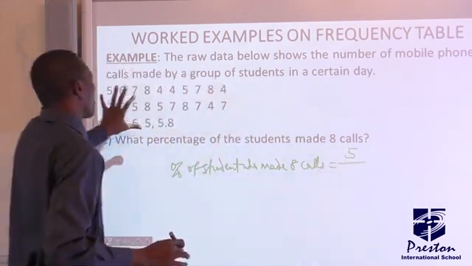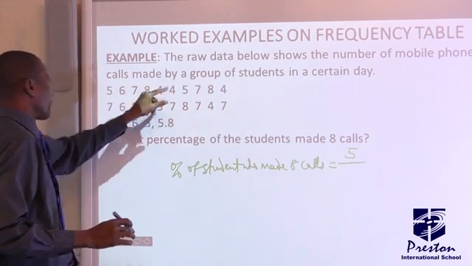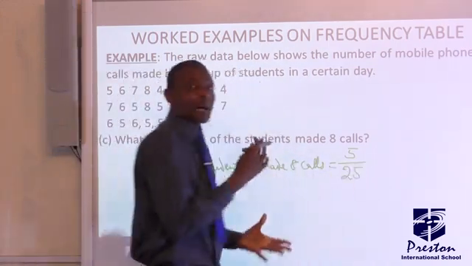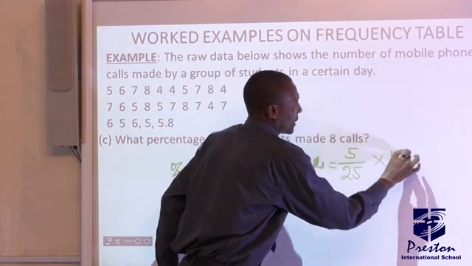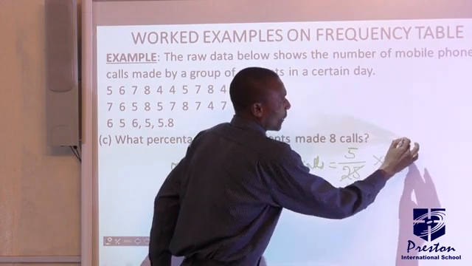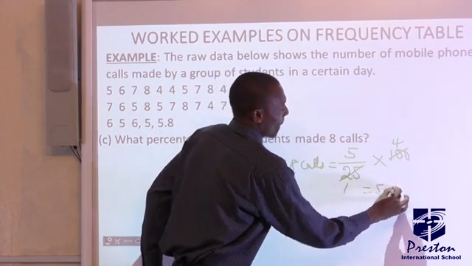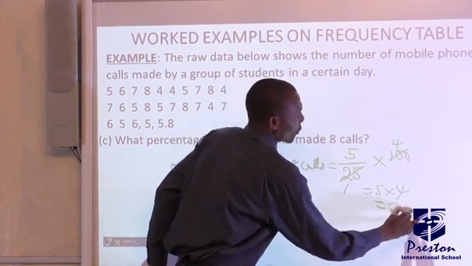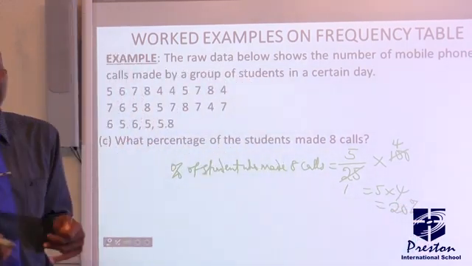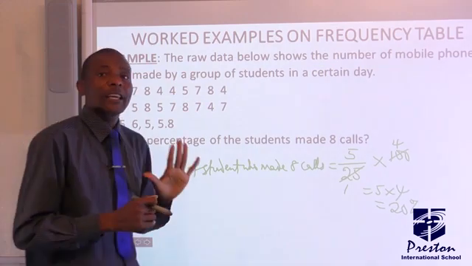And what is the total number of students here? If you count 1, 2, 3 to this end, it's 25. It means 5 over 25. Since they say percentage, times 100. Definitely we know 25 in 100 will give me 4. 5 times 4 will give me 20%. It simply means the percentage of the students that made 8 calls is 20%.